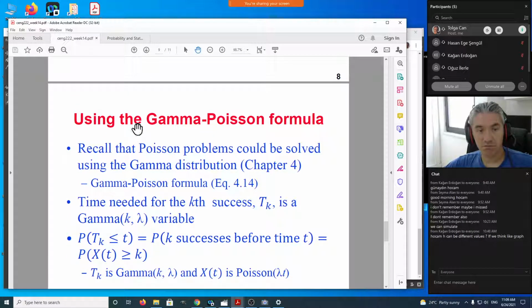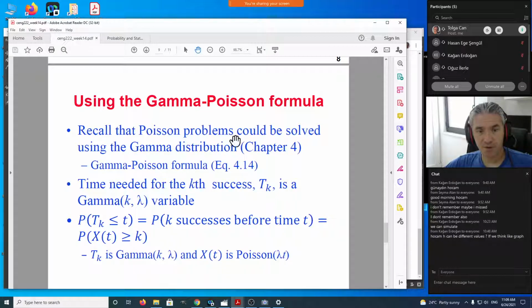And we can also relate the gamma distribution to this, the gamma-Poisson formula. The Poisson problems could be solved using the gamma distribution in chapter 4. There was this equation 4.14 in chapter 4. It was the time needed. Remember, gamma is like a summation of exponential variables. So to go from state 0 to state k.